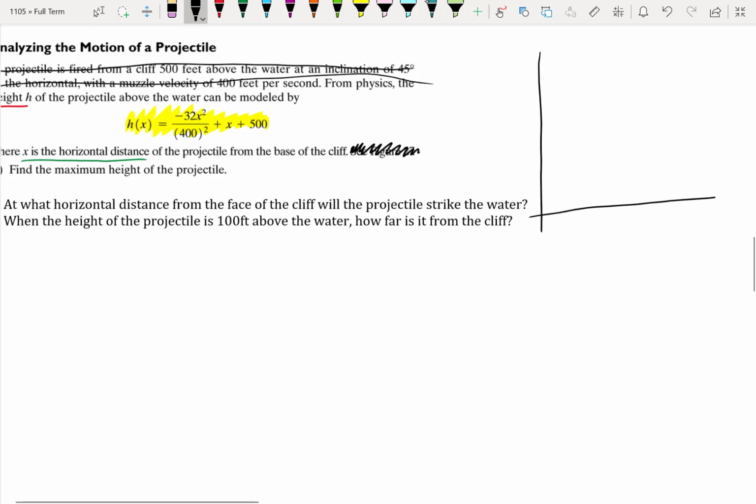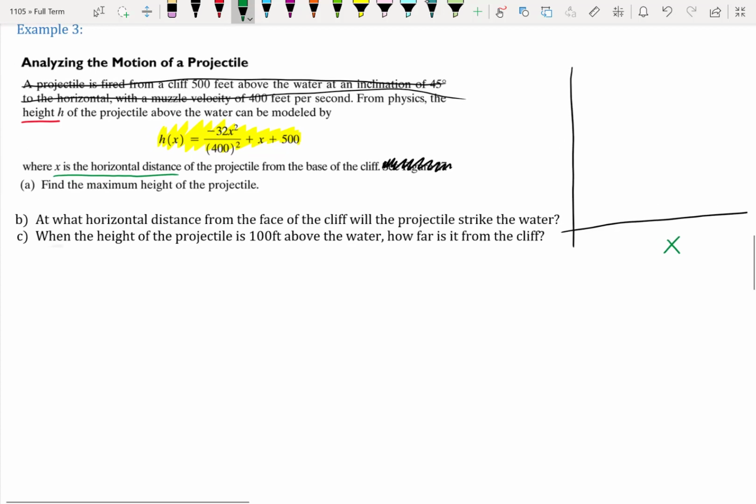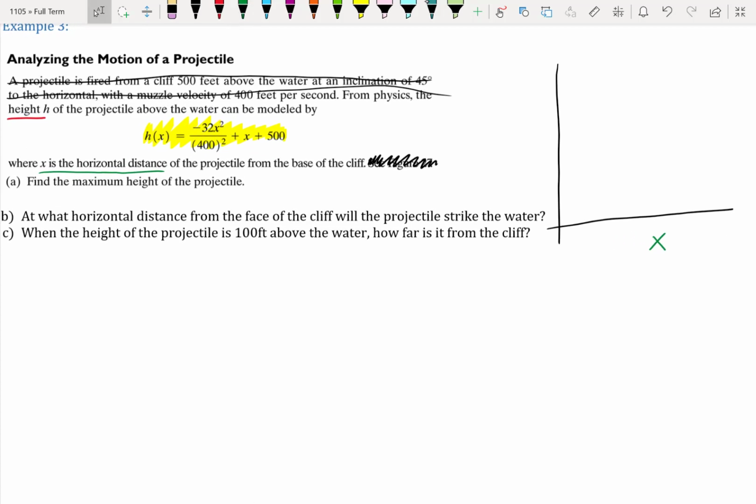It says x is the horizontal distance. That means that's horizontal distance. And h is the height. Height is up and down. That's how tall you are. It's how up and down you are. This is how it always is. Height is always y. X is always horizontal distance. So height is up and down. Horizontal distance is left and right.